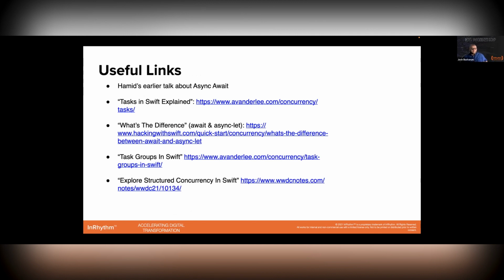There are so many resources for getting into this. So, if you just Google structured concurrency in Swift, you're going to come across thousands. But I've pulled some of them, again, that I already had bookmarked, that I've referenced in the past. I went back to for parts of this. Make sure you refer to Hamid's talk earlier about async await. Tasks in Swift explained. What's the difference between await and async let? Task groups in Swift and exploring structured concurrency in Swift. There's a breakdown of that WWDC talk.